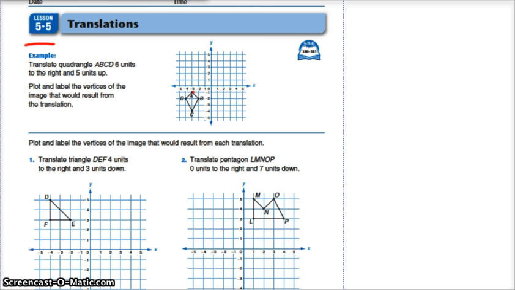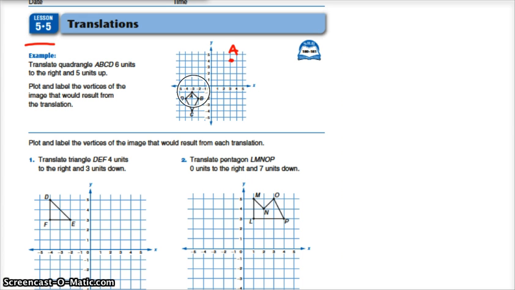So we pretty much move every point in the direction. I'm going to move point A 6 units to the right. So we got 1, 2, 3, 4, 5, 6. And then up 5 units. 1, 2, 3, 4, 5. So this is going to be our plot A.